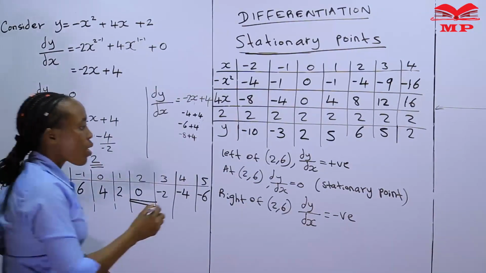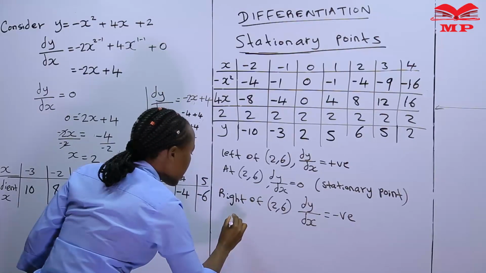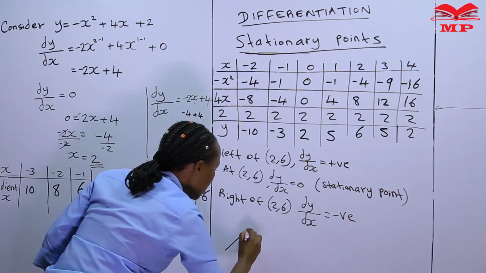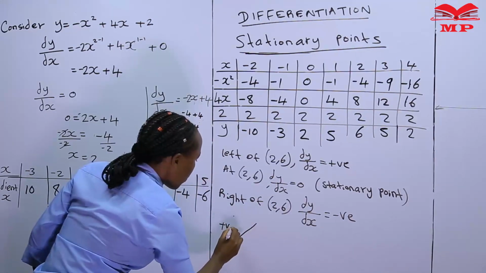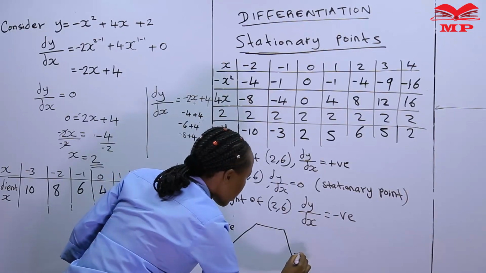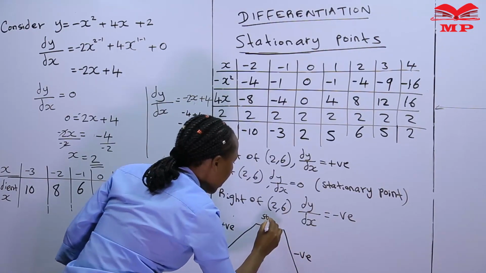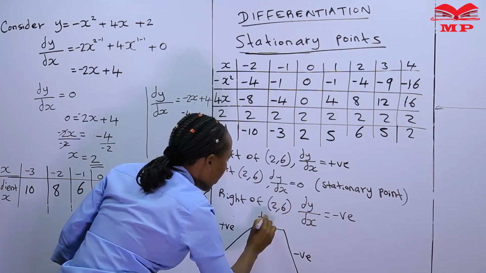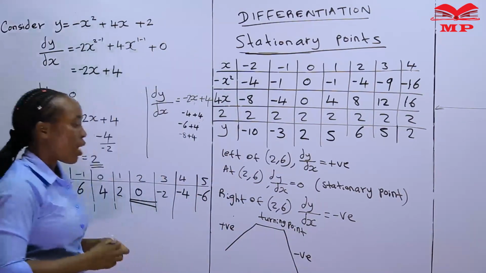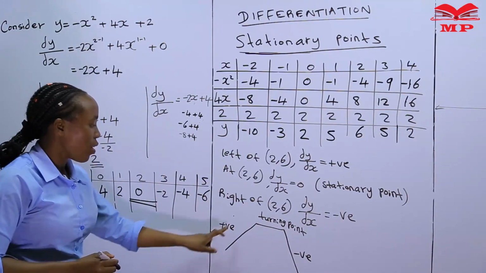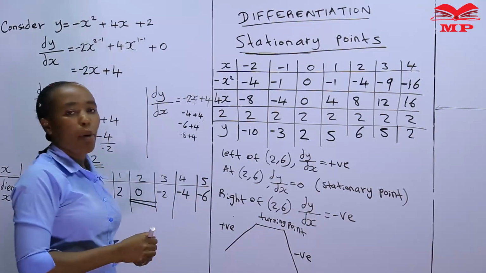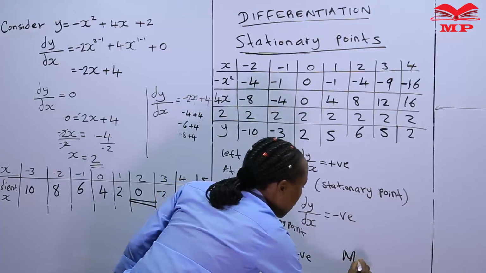And therefore, we are having it this way. We have positive on this side, then stationary and negative. So this is positive. Then we have the stationary. Then we have negative. This is the turning point. The turning point, if we were to show it that way. And therefore, when we have positive, stationary, and negative, then our turning point is a maximum.